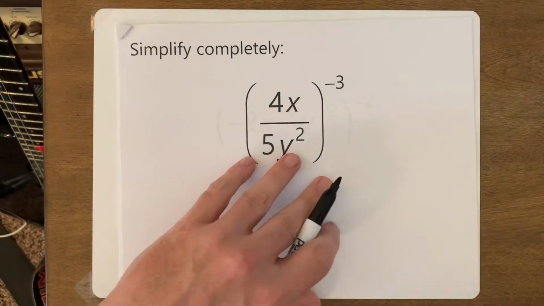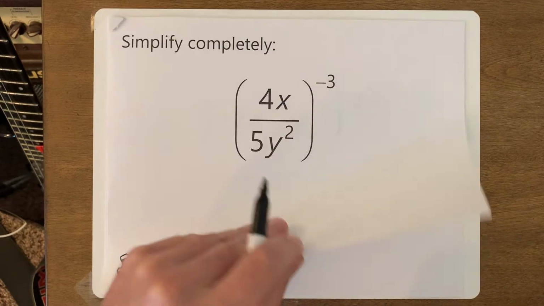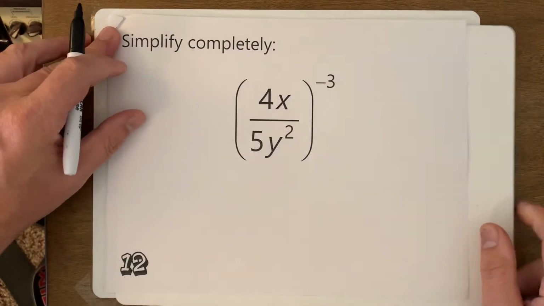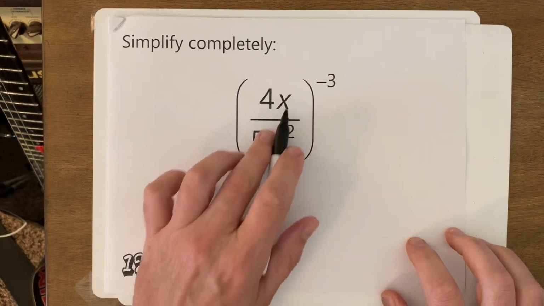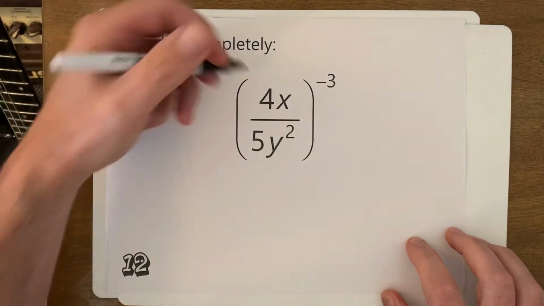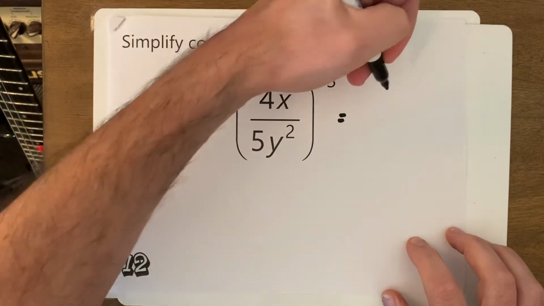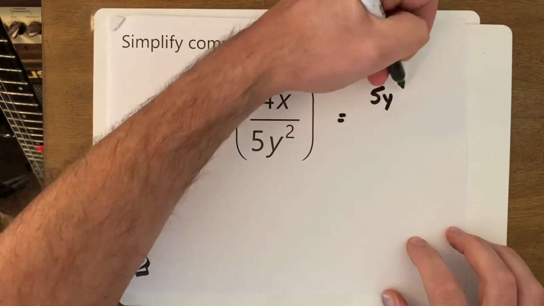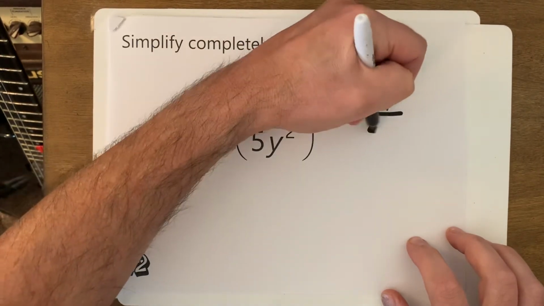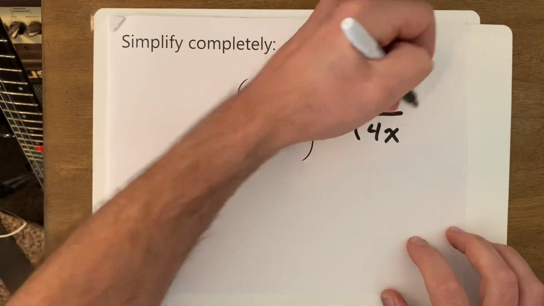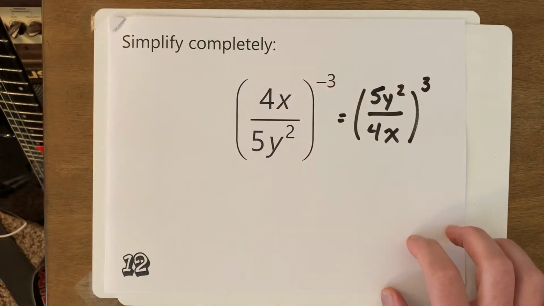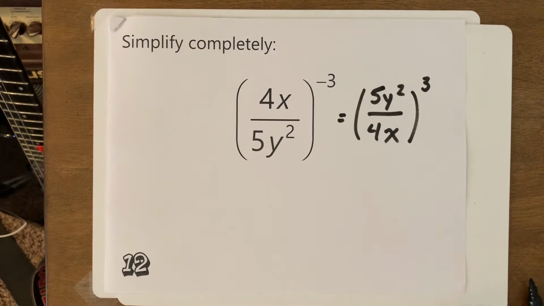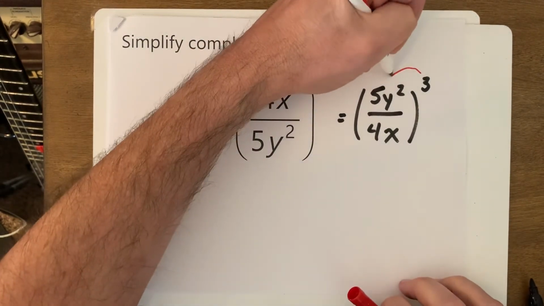All right, let's try this one. Looks like another negative exponent. Okay, this time, I look at this, I don't see anything canceling here. Nothing's going to help me out. All right, so I'm going to just go ahead and flip it right away. So I'm going to put the 5y squared in the numerator, the 4x in the denominator. I'm going to change that negative to a positive 3 because I used it up by flipping it. Now I'm going to distribute. So I'm going to distribute this first.